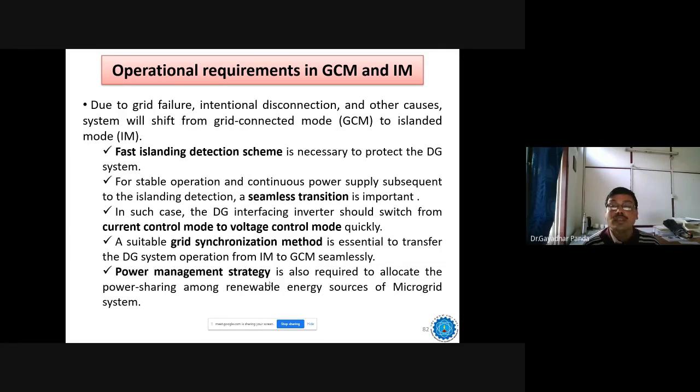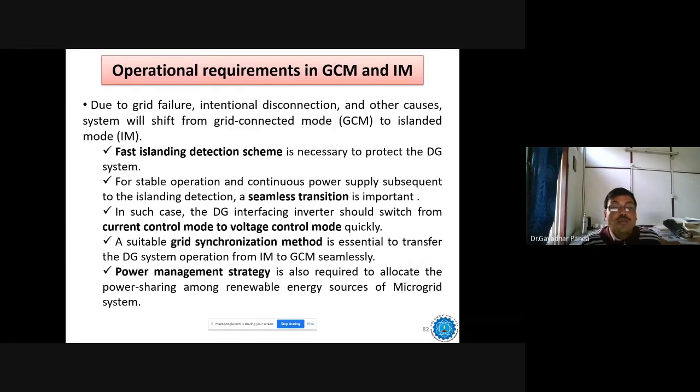In such a case, the DG interfacing inverter should switch from current control mode to voltage control mode quickly. When the grid is available with the microgrid, we are not bothering much, because voltage and frequency are automatically maintained by the grid itself. But when it is isolated, the problem is how to maintain a particular voltage and frequency. You have to go for optimal power management, balancing both sides, the load demand as well as the generation of power.